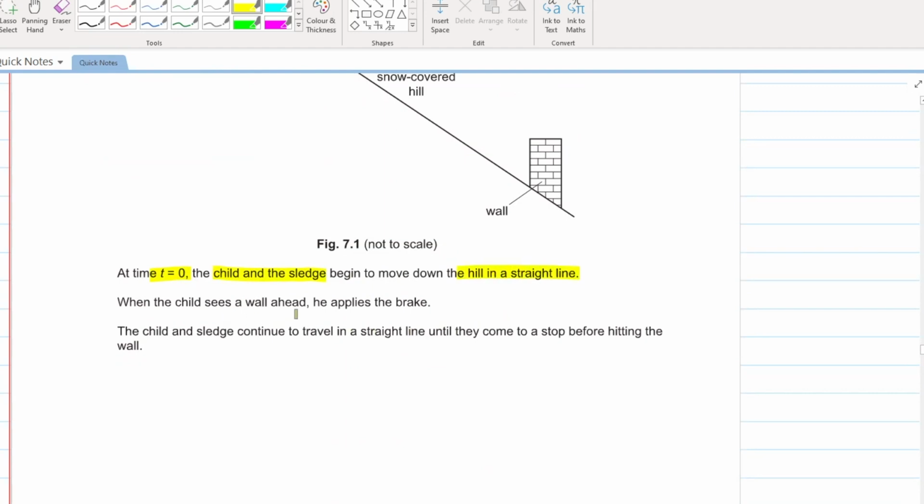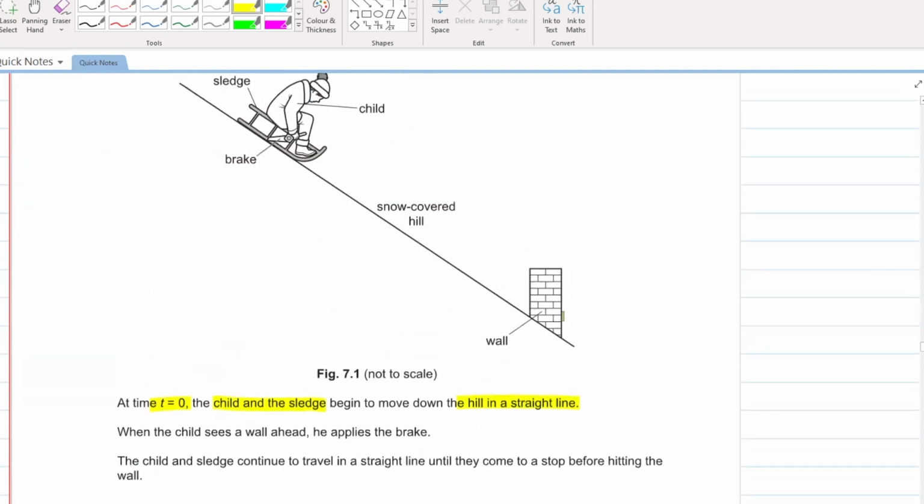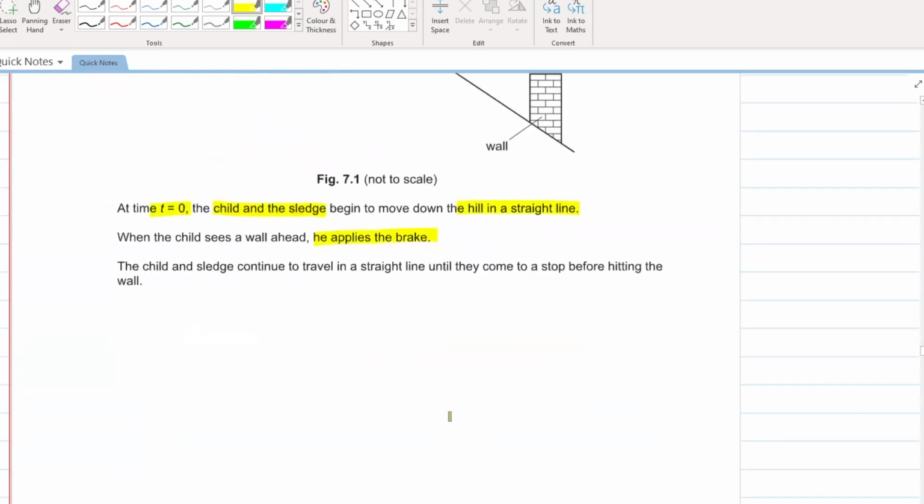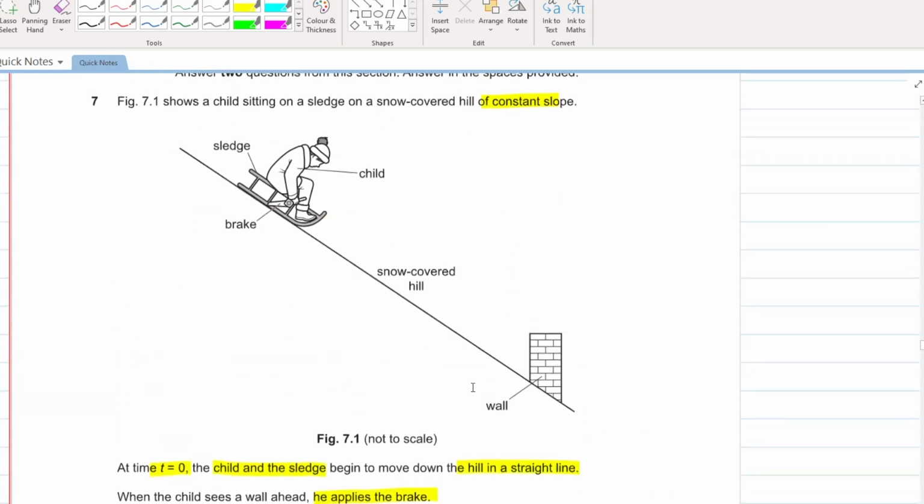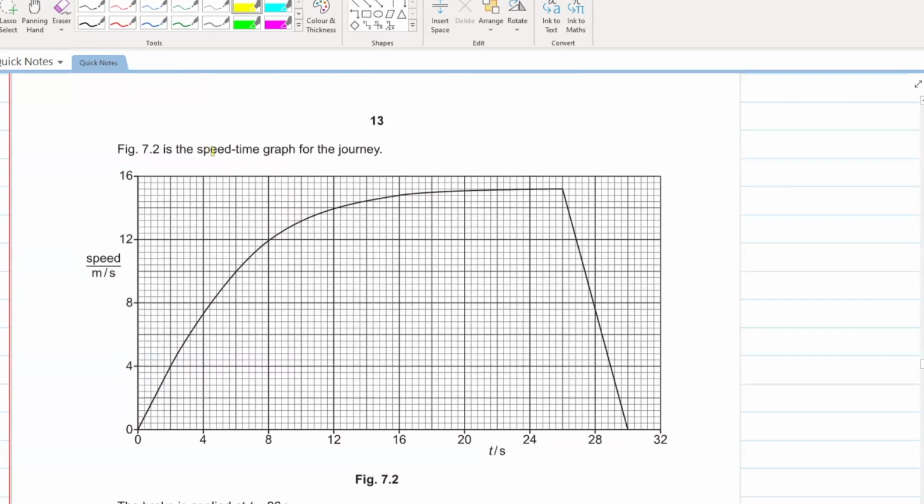Perfect. When the child sees a wall ahead, he applies the brake. The child and sledge continue to travel in a straight line until they come to a stop before hitting the wall. Figure 7.2 is the speed time graph for the journey.